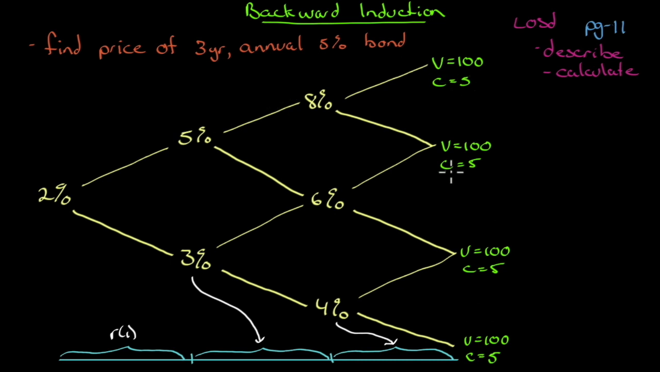We work our way backwards to the beginning because here's what we know. No matter which way interest rates go, no matter what path we take, at the end of 3 years we're going to get par plus our last coupon of 5, so $105. And we assume throughout that each branch is equally likely, 0.5, 0.5. From 5%, we have an equal probability of going each way. What we want to do is find the value at each node by bringing back the tree.